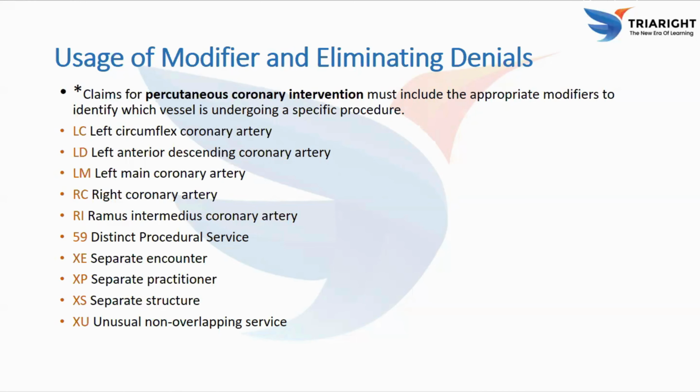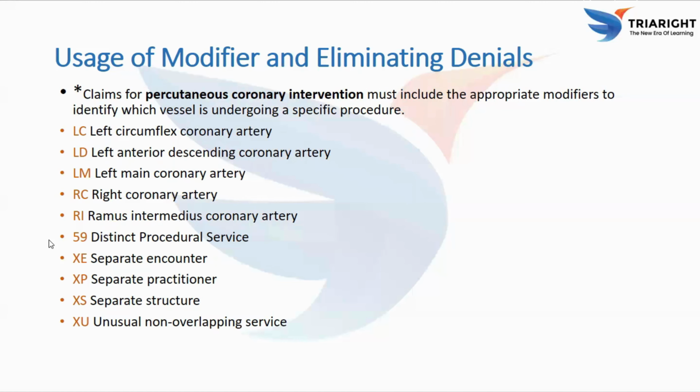So what are the coronary artery modifiers? These modifiers are appended to PCI CPT codes to specify the artery. LC for left circumflex coronary artery, LD for left anterior descending coronary artery, LM for left main coronary artery, RC for right coronary artery, and RI for ramus intermedius coronary artery. PCI coding allows one primary intervention per major coronary artery. So if multiple vessels are treated in the same session, each PCI code must carry the correct vessel modifier.